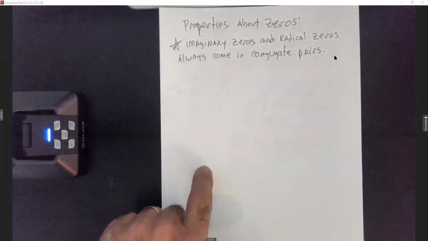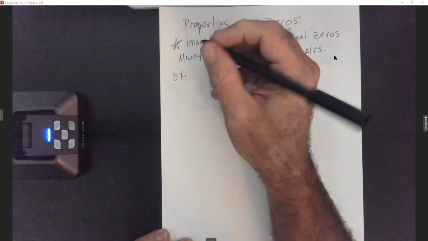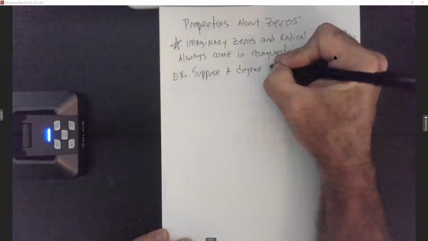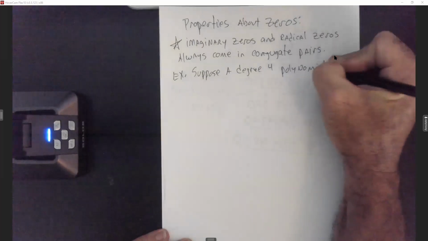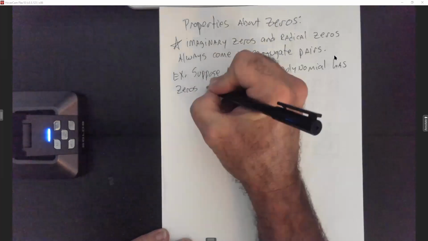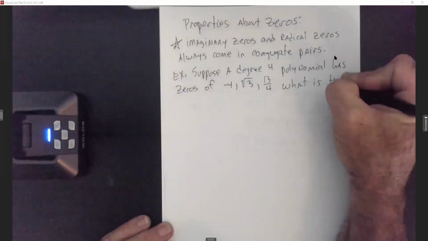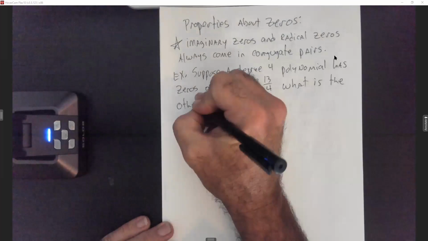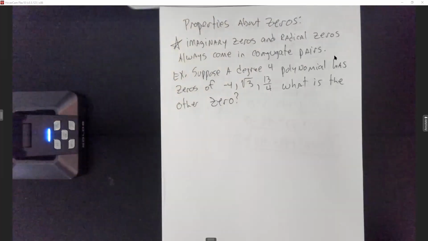All right, knowing that, I'm gonna see if y'all can answer this one. Suppose a degree 4 polynomial has zeros of negative 4, square root of 3, and 13 over 4. What is the other zero? Because that's a degree 4, so it has 4 zeros. They gave me 3. What's the one I don't have written down?